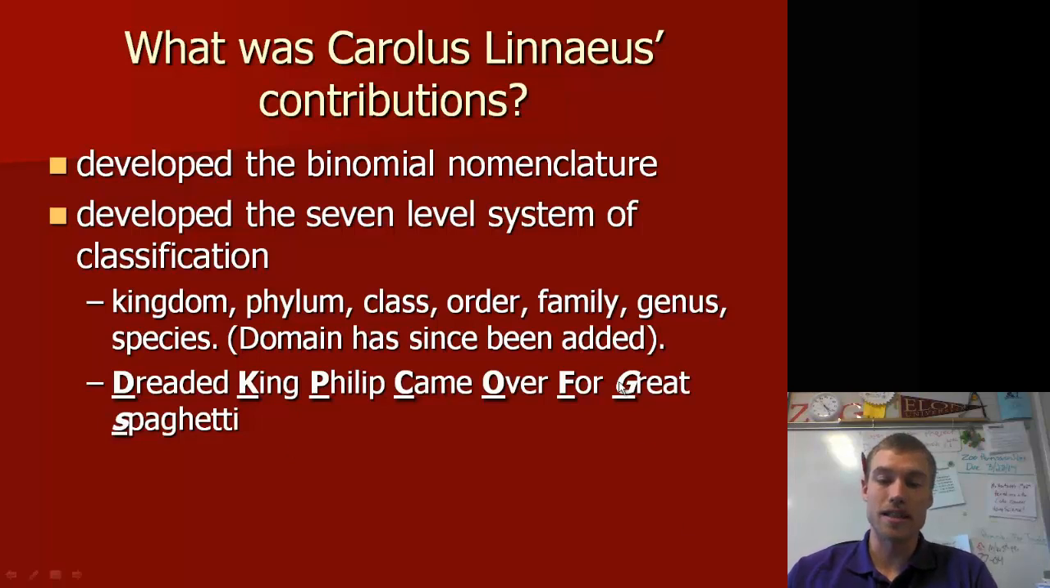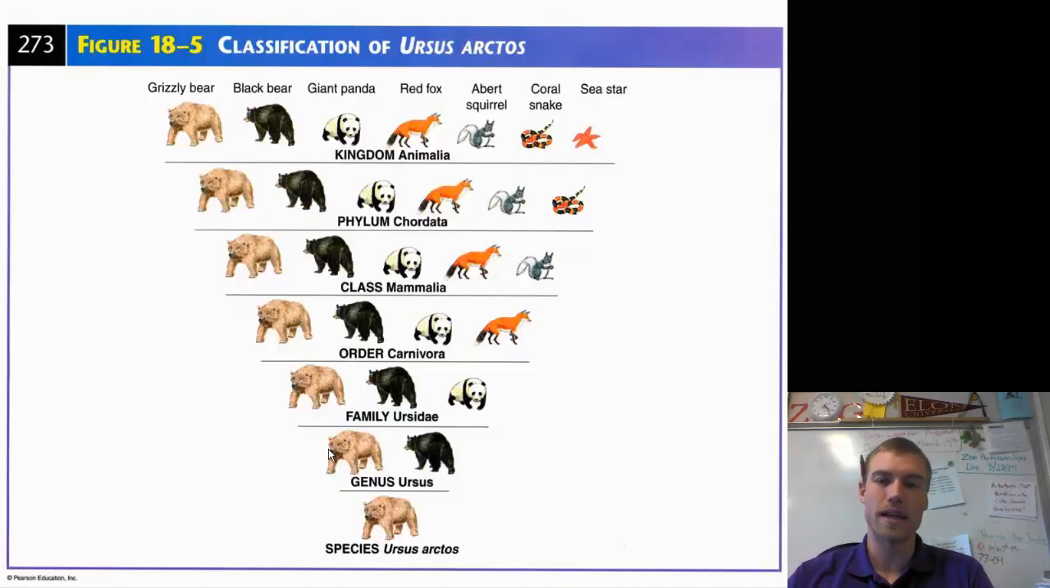You'll also notice that these are italicized. Whenever you have a binomial name, the scientific name of an organism, it is always italicized when you are typing it. If you're writing it by hand, it's okay. If you don't italicize it, it's kind of difficult to do that.